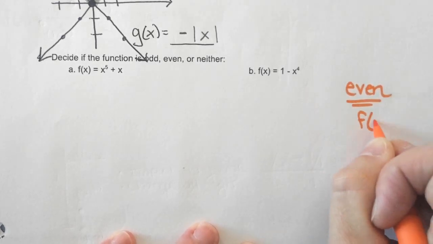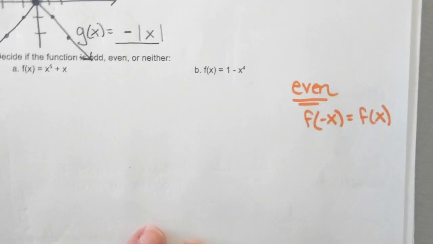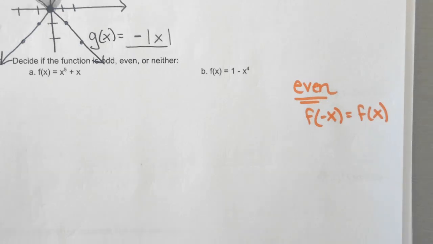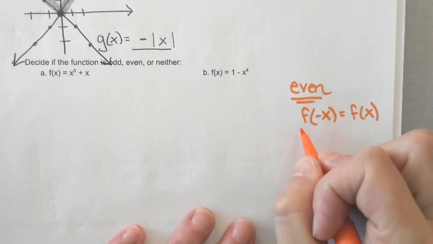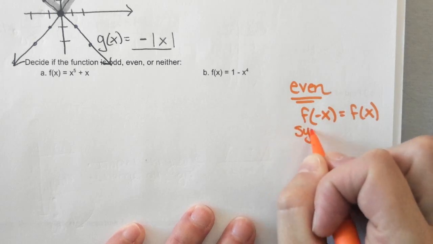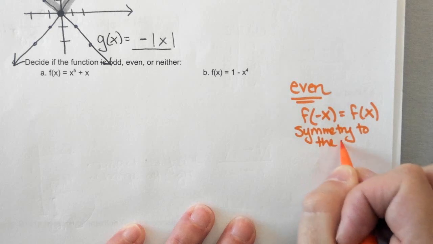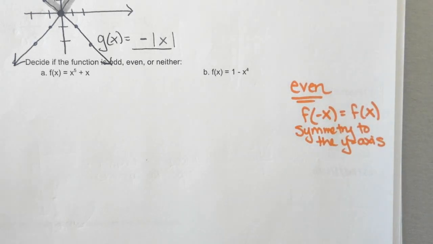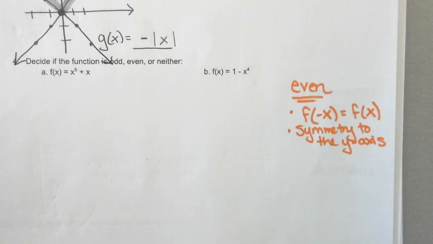If you find f of negative x, and it is equal to f of x, then that is an even function. Graphically, like visually, if you're looking at the graph, what you're looking for is that the graph has symmetry to the y-axis. So those are two different ways to tell. You don't need to think about both at the same time. These are two separate ideas.